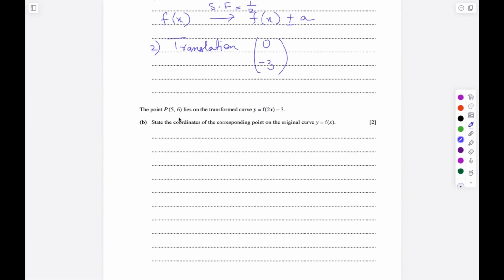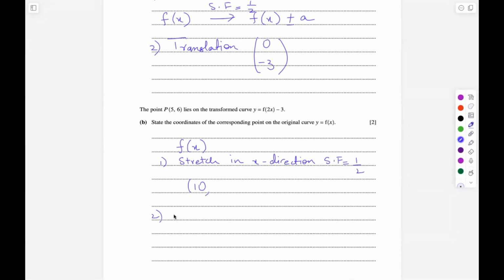In part B, the point P (5, 6) lies on the transformed curve f of 2x minus 3. We have to state the coordinates of the corresponding point on the original curve y equals f of x. Now, we know that for f of 2x, there had been a stretch in the x direction which had a scale factor of 1 upon 2. It means that the x value was halved. So the original value of x would have been 10.